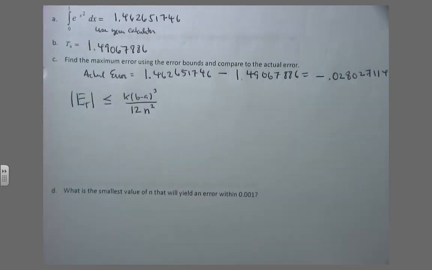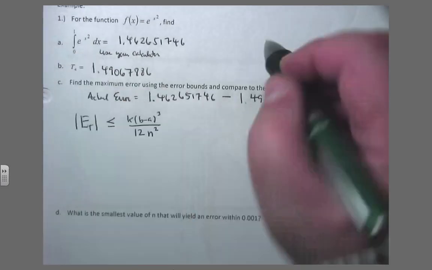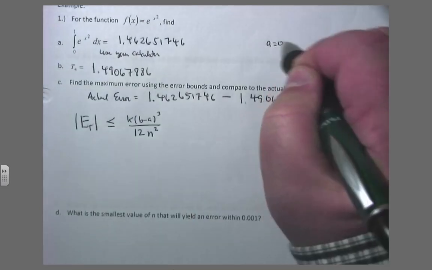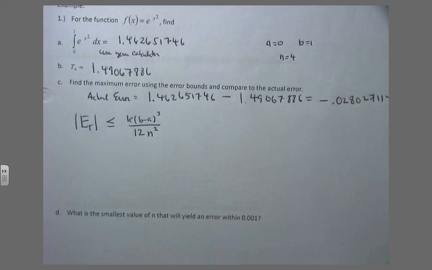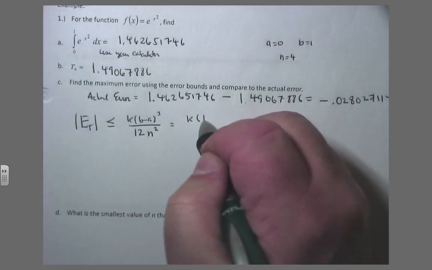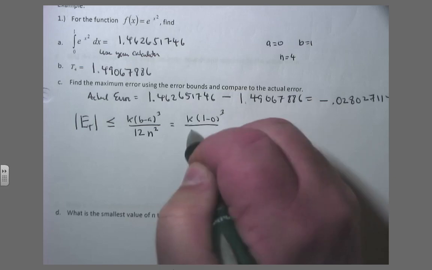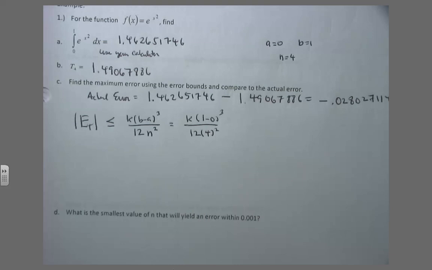Okay? Well, remember, this is the problem that we're trying to use here. So clearly, a is equal to 0, b is equal to 1. We did T4, so n was equal to 4. So I'm going to plug that in. So that's going to be equal to k times (1 minus 0) cubed over 12 times n, which is 4 squared. So all I need to do to calculate this trapezoidal rule error is figure out what k is.